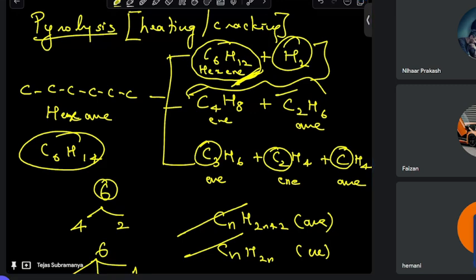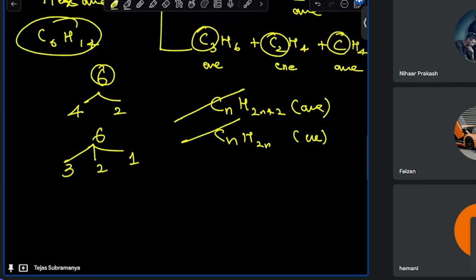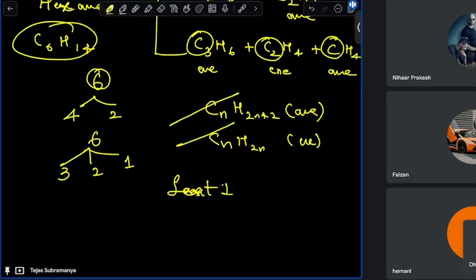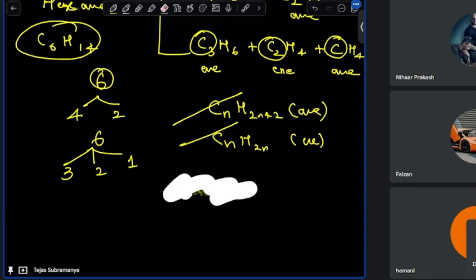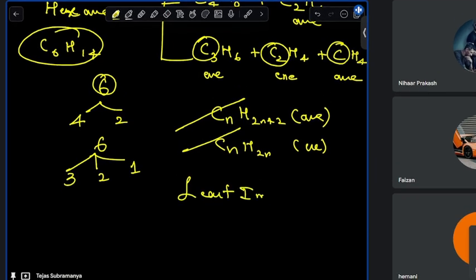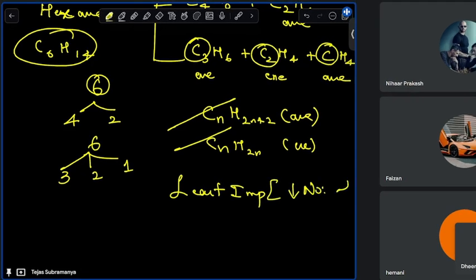So guys, that's the hint: the number of carbons. The more the number of carbons, the more important for me, because I am solving a chapter called organic chemistry. Maybe I'll write it here. Least important means fewer carbons.